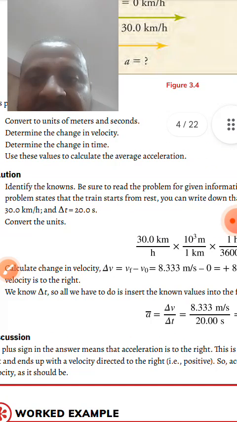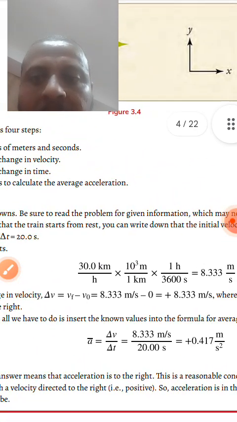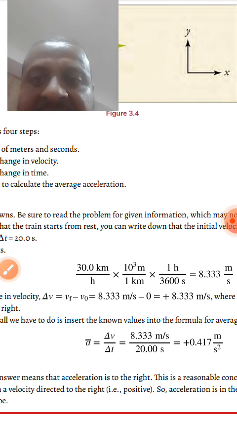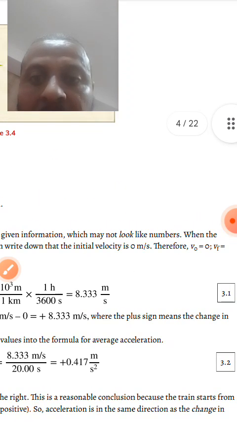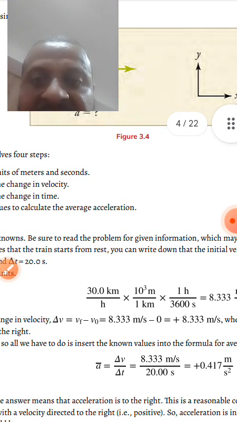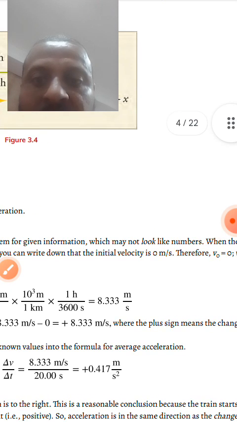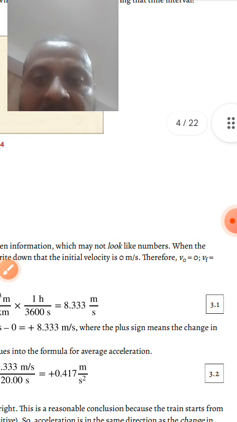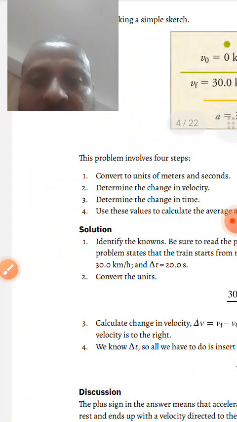Solution: 1. Identify the known. Be sure to read the problem for given information, which may not look like numbers. When the problem states that the train starts from rest, you write down that the initial velocity is 0 meters per second. Therefore V initial is equal to 0, V final is equal to 30 km/h, and change in time is equal to 20 seconds.